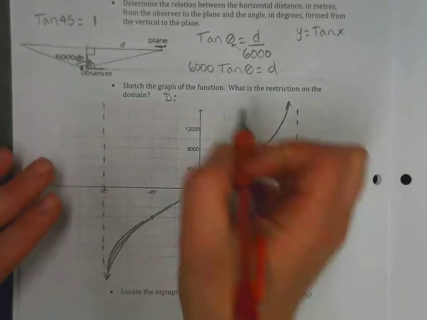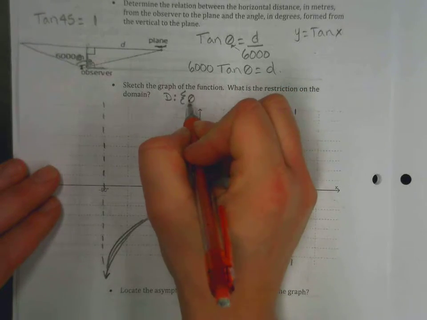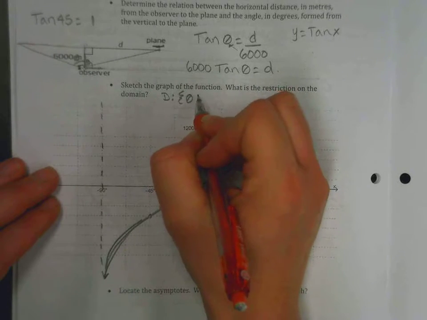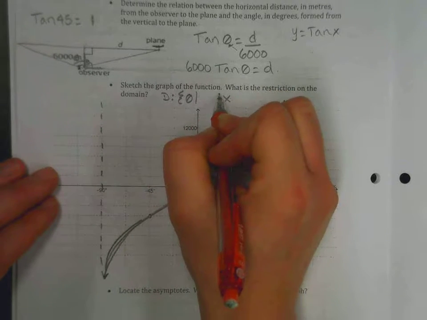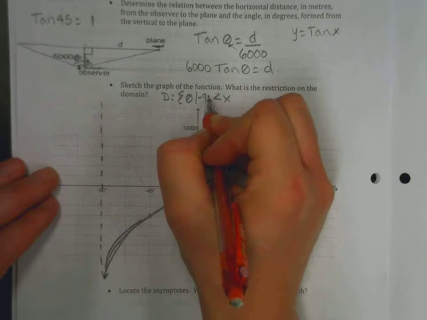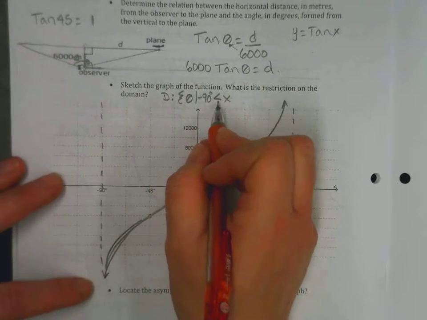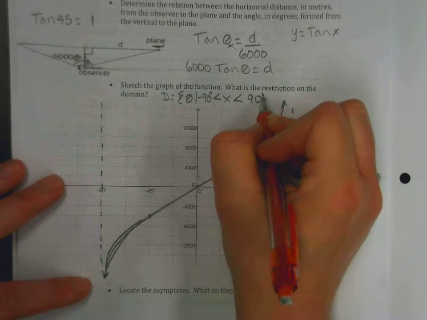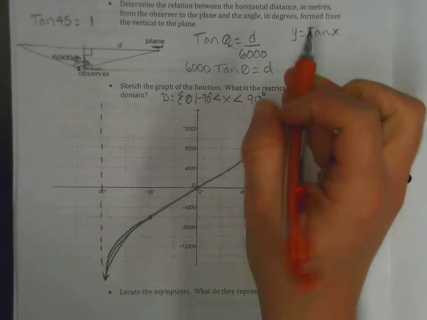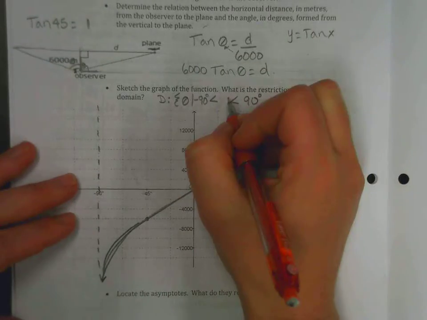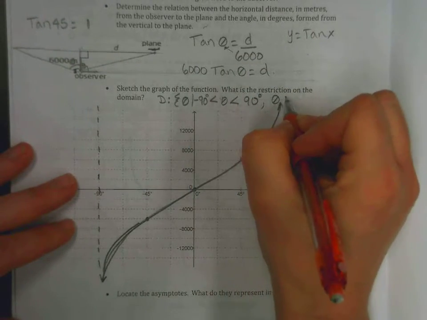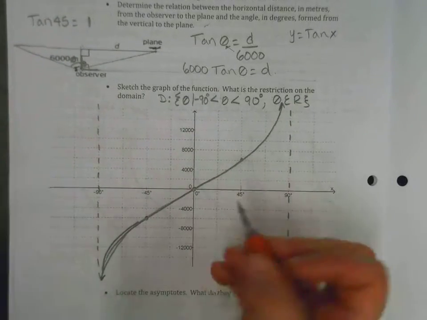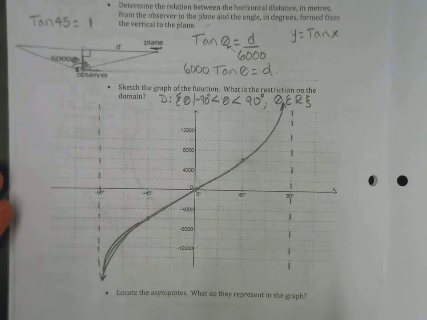So what would be the domain of this function? Well, the domain of this function, in terms of theta, has to be everything greater than negative 90 degrees, so not equal to negative 90, but less than positive 90, where theta would belong to the real numbers. Technically, that angle could be anything between negative 90 and 90.